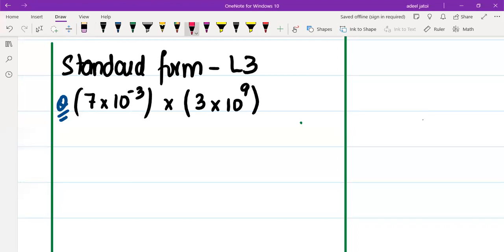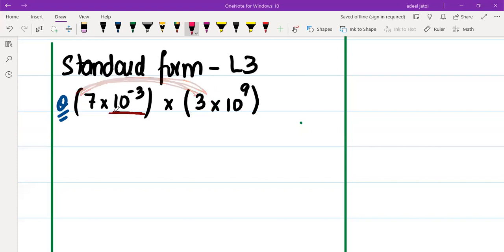So here's the question: 7 into 10 to the power minus 3 multiplied by 3 into 10 to the power 9. In such questions, when bases are same and multiplied, your powers are added. That means your indices rules are applied. When bases are same and divided, powers are subtracted. Whereas these normal numbers will be solved normally. That means this 7 should be multiplied by this 3. So 7 into 3 will become 21.